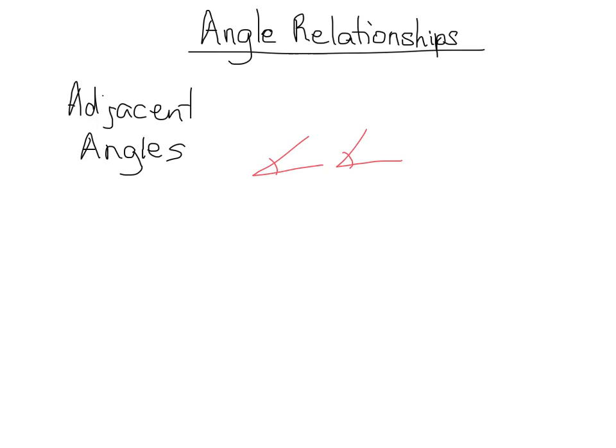To be adjacent, you also have to, let's just X this out so we're not confused. To be adjacent, the angles have to share a common side. So for example, if I have one angle here, and then I have another angle here, we have a side which is common. So let's call it the common side. Once there's a common side and the angles are next to each other, then they're adjacent angles.